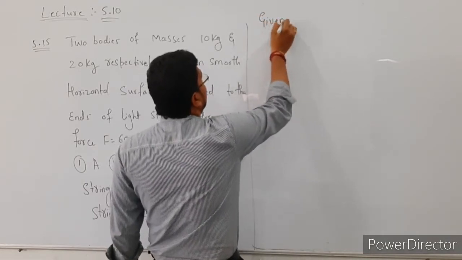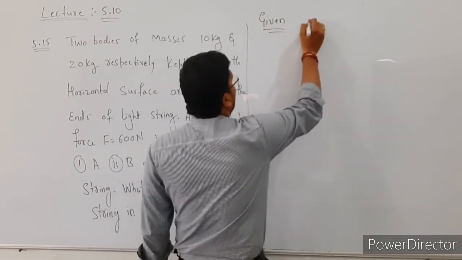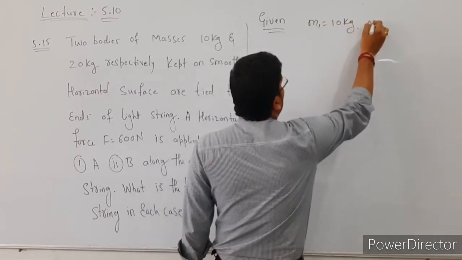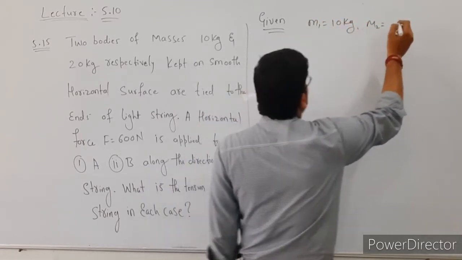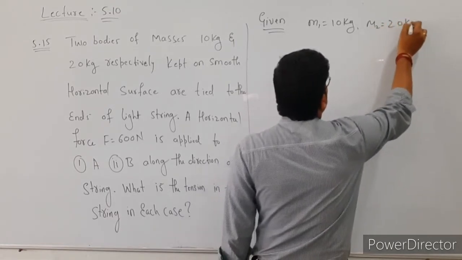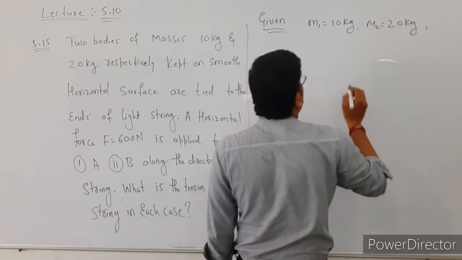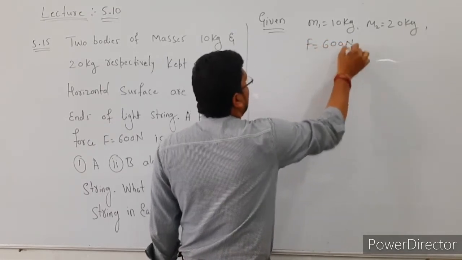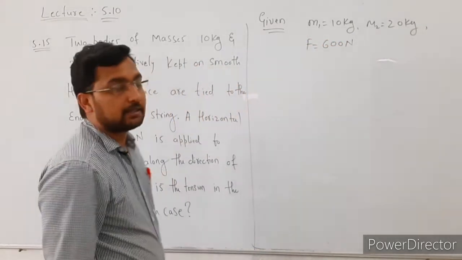Given terms: mass of first body m1 is 10 kg, m2 is 20 kg, and the force F is equal to 600 Newton.